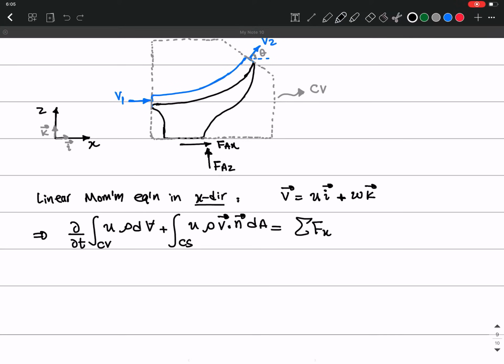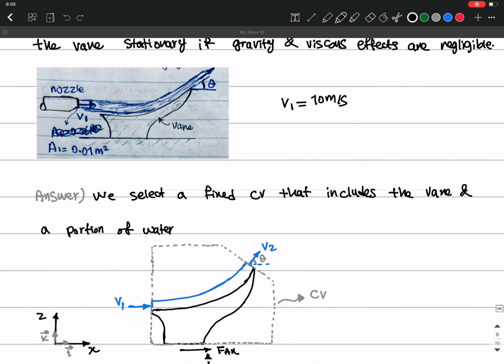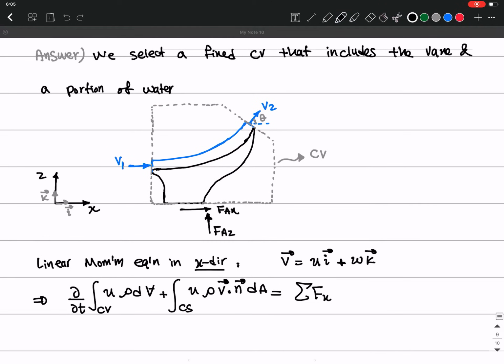And then because here the flow is steady, it's not changing in time, right? We don't see it changing in time. It's a steady flow. V1 is just 10 meters per second. And so nothing is going to change inside this control volume in time. So this term is going to be 0.